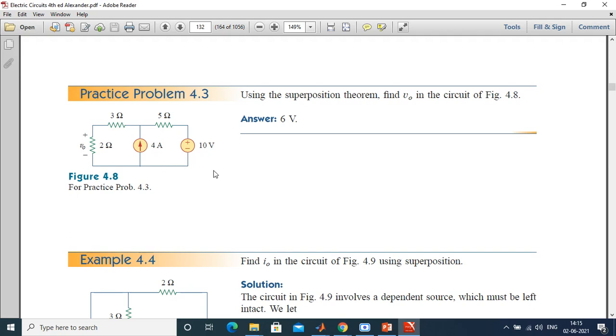Coming to case 2. Consider only the current source, and this voltage source must be replaced with a short circuit. Find the response V naught. Third case, apply the two sources simultaneously and find out the voltage across the 2 ohm. So the third case is equal to case 1 response plus case 2 response. That is the total response. Clear? Now I will create this circuit in the MATLAB environment.